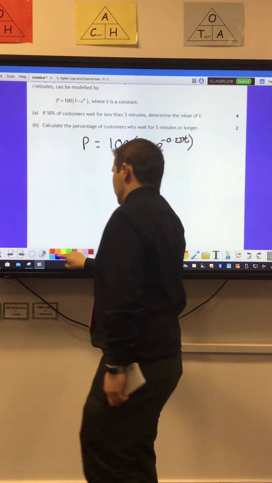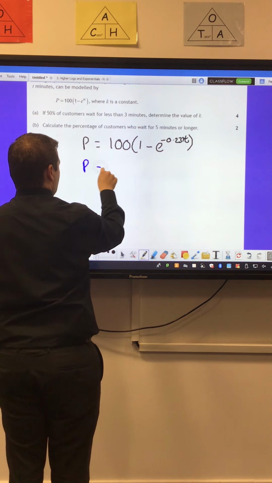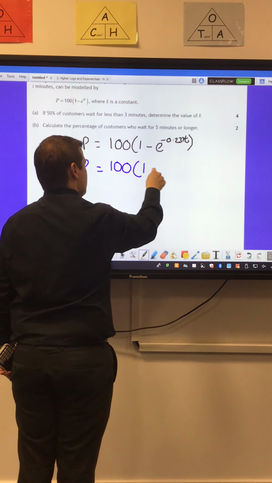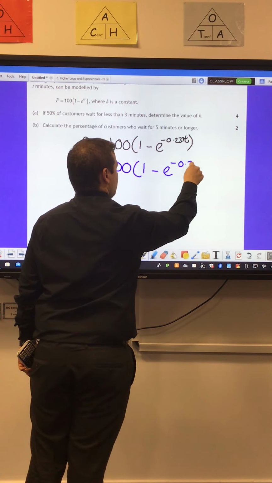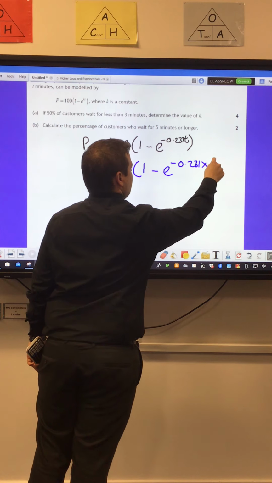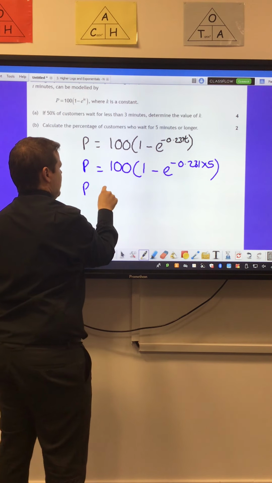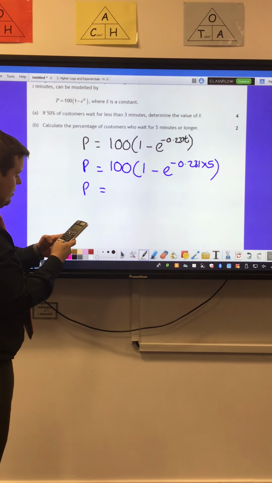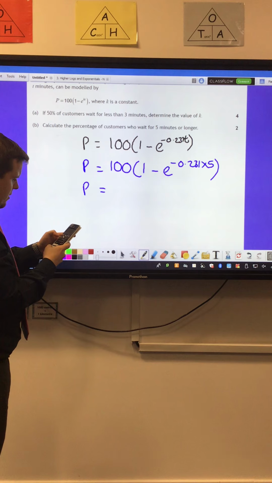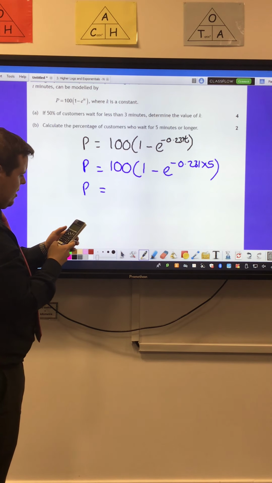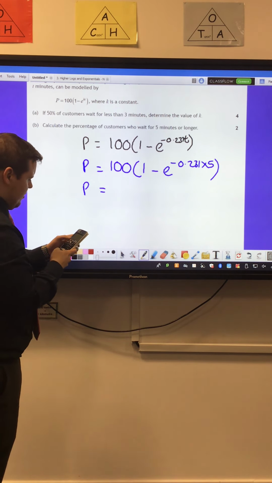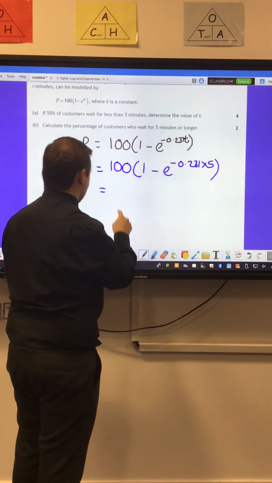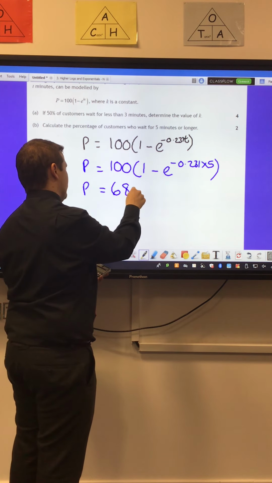So I'm going to basically say, okay, P is 100, 1 minus e to the negative 0.231 times 5, and what's going to happen is, this is going to give us a number, so I'm going to put that straight in: 100 bracket 1 minus e to the power of negative 0.231 times 5, close bracket, and it comes out as 68.49%. So 68.5%.